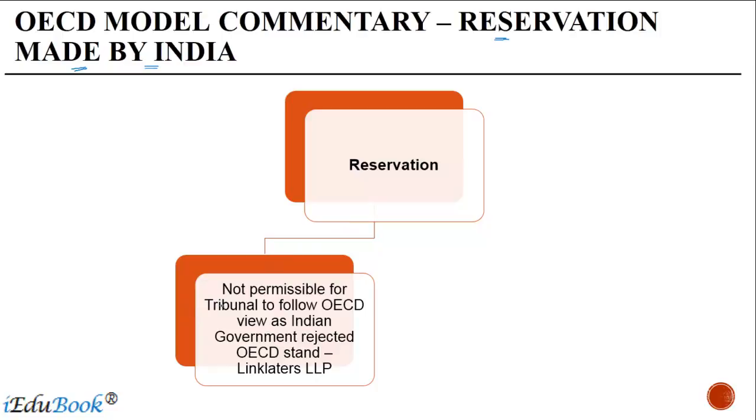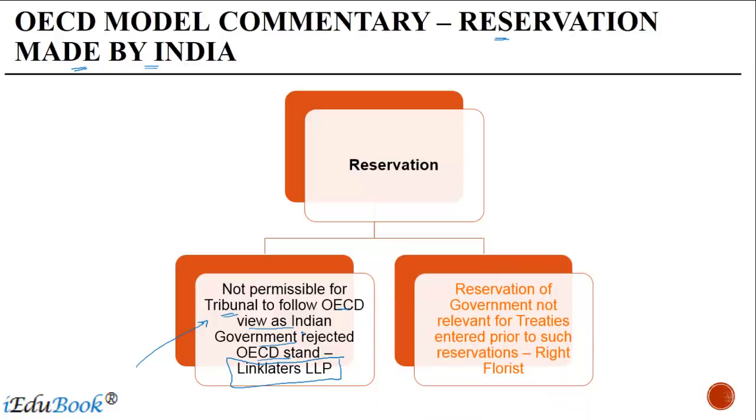It has been held that it is not permissible for the tribunal to follow the OECD view as the Indian government has rejected the OECD stand. In the case of Linklaters LLP, this is what was held, right? That the tribunal cannot follow the view of the OECD because the Indian government has rejected the stand of OECD. But then there's a decision in the case of Rights Florist, where they've said that the reservations of the government are not relevant for treaties which are entered into prior to such reservations.